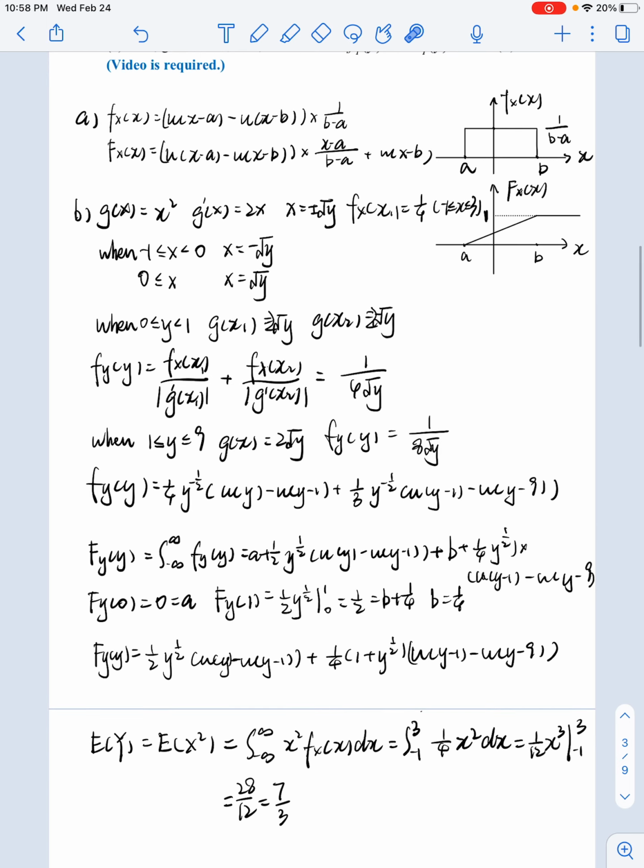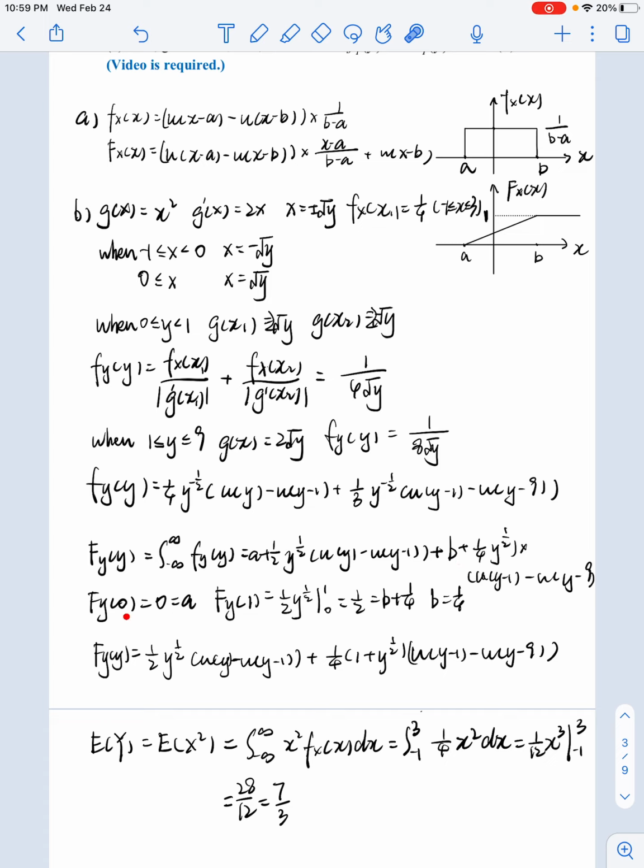And we can also easily get the equation by using the step function. From 0 to 1, it should be 1 over 4, and from 1 to 9, it should be 1 over 8. When we try to solve this function, we can just do the integral, and it's easy to get this item and this item, but we should also know what the values of a and b are.